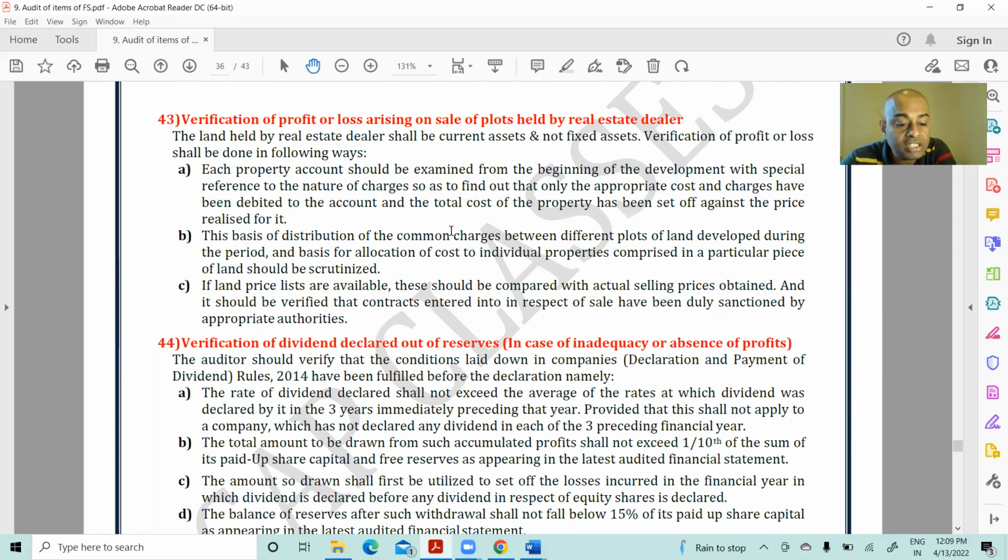Read B and C also fast. The basis of distribution of the common charges between different plots of land developed during the period and the basis of allocation of cost to individual property comprised in the particular piece of land should be scrutinized. Very good. Next. If the land price lists are available, these should be compared with the actual selling price obtained, and it should be verified that the contracts entered into in respect of sale have been duly sanctioned by the appropriate authorities. Very good. Read B and C points, all of you, once again.